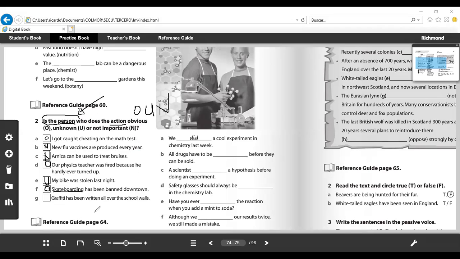Okay, now the last one, graffiti has been written all over the school walls. Now, is that obvious, unknown, or not important? Graffiti has been written all over the school walls. So this one right here, it will be unknown. We didn't know before, now we do. Okay, so make sure you have all the answers right here on your notebook or your workbook or whatever you're using to write the answers.